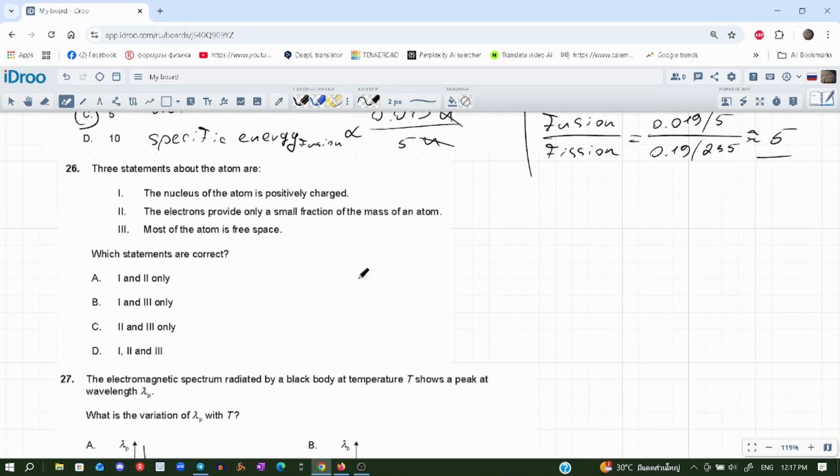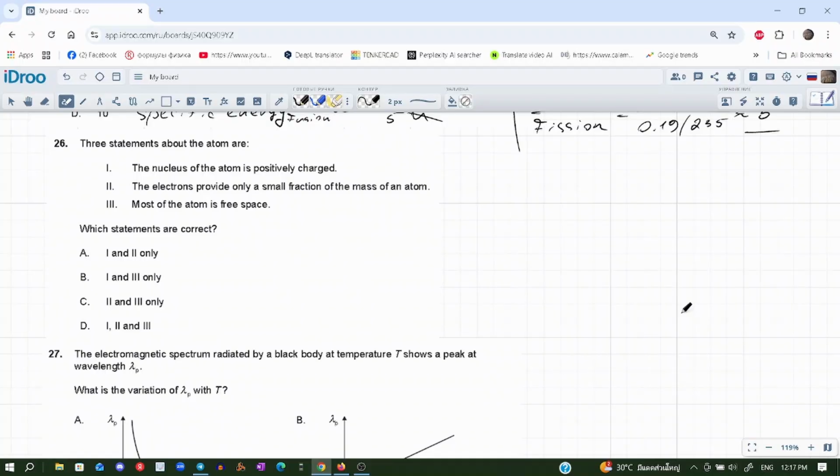Number 26. Three statements about the atom are: the nucleus of the atom is positively charged. Correct. The electrons provide only a small fraction of the mass of an atom. Correct. Most of the atom is free space. Correct. So the option D. 1, 2, and 3, they are all correct.